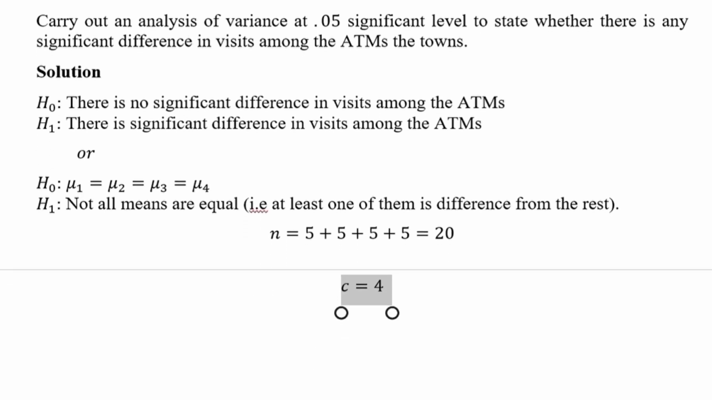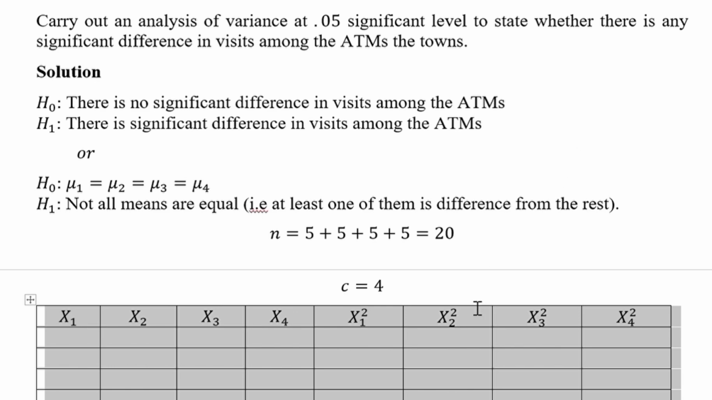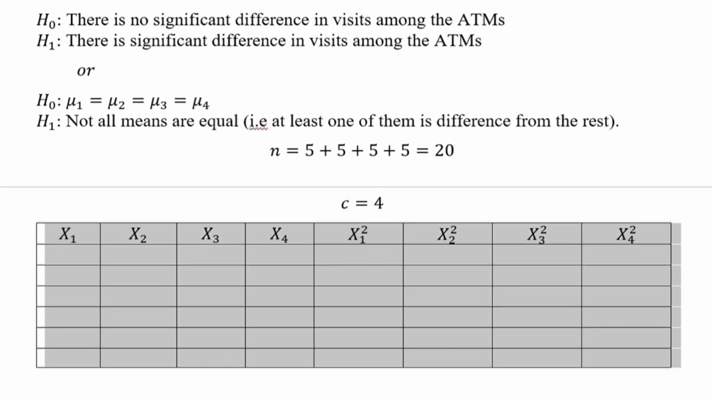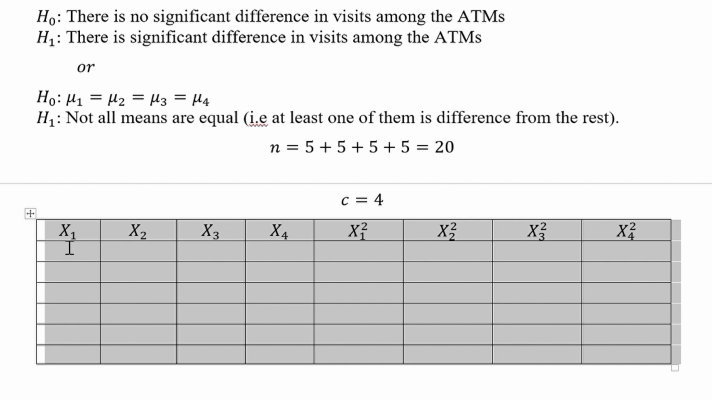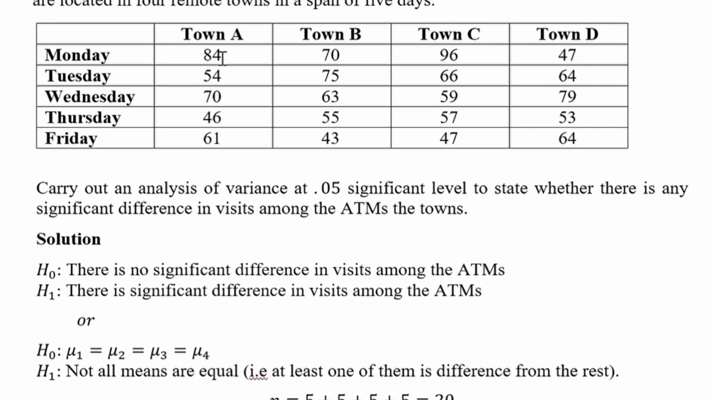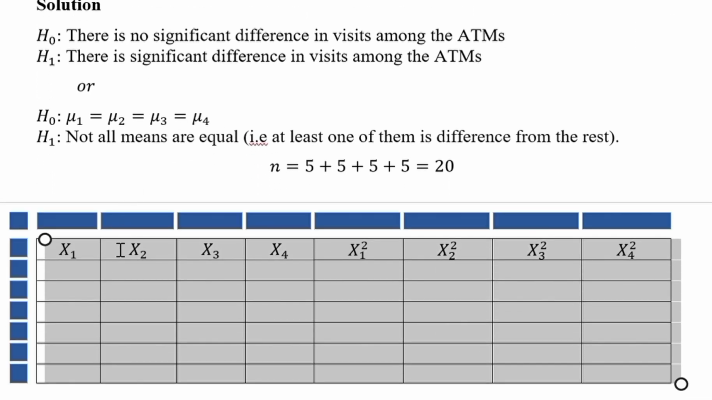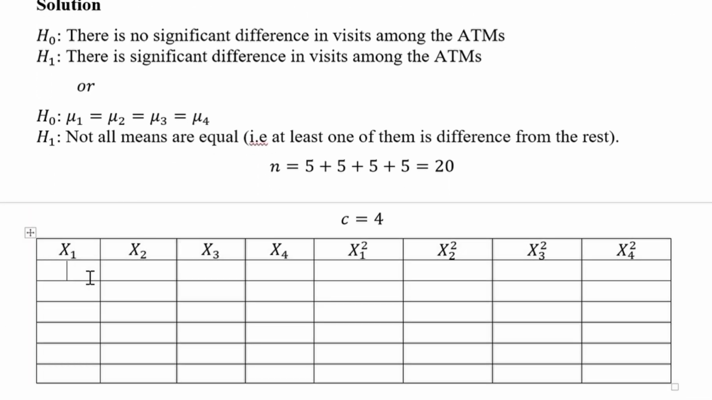Then we come up with a table that will help us get the ANOVA done. So the first column here, X1, represents the observations from town A. So we shall take the values that we have for town A, this 84, 54, 70, 46, and 61. We write them here under column X1. Column X2 will represent the sample from town B. Then this is the sample from town C, and this is the sample from town D.